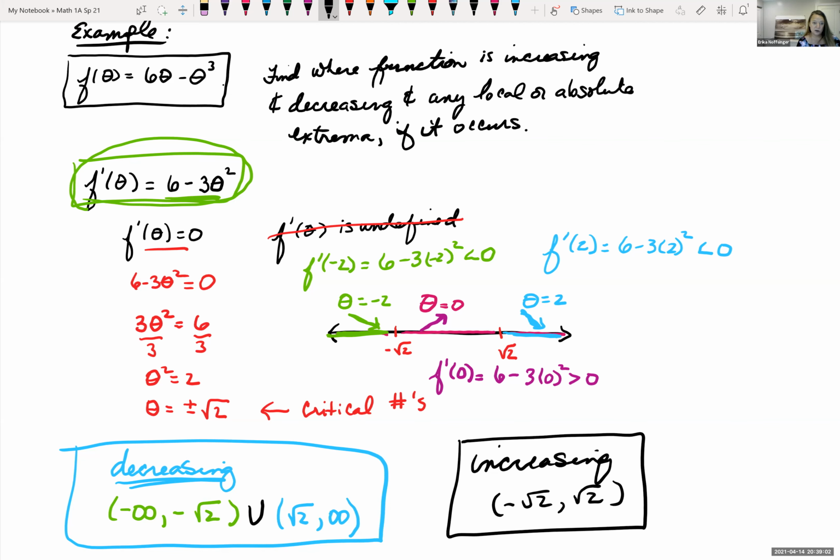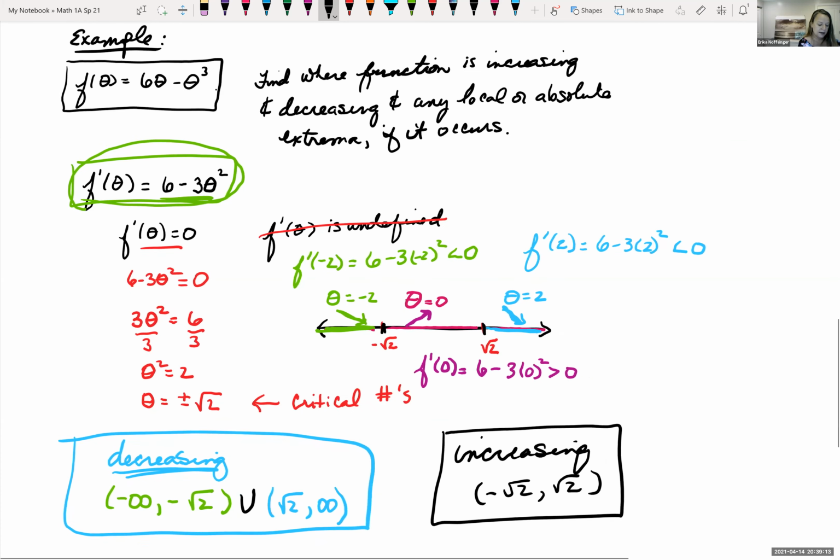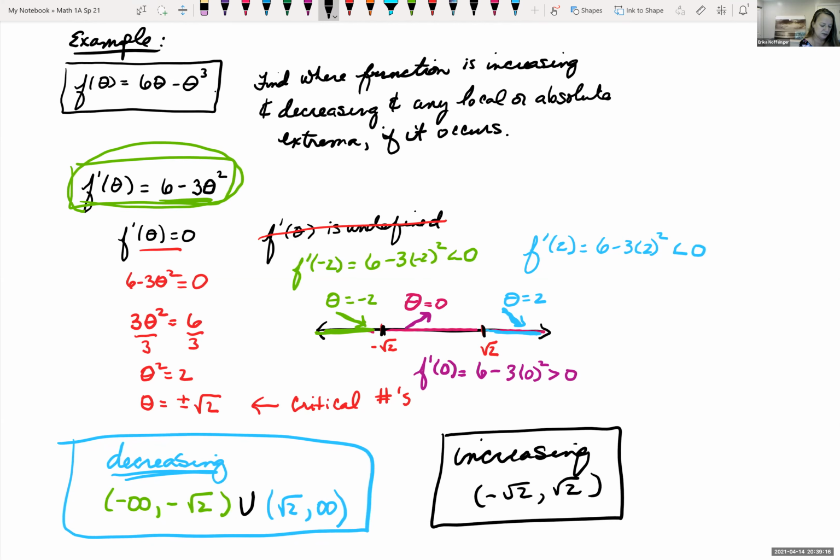And so now look and see what's happening at that critical number. If we're changing direction from increasing to decreasing or decreasing to increasing, we can see that we have max or mins. And so at -√2, since we're coming down and then changing direction and coming up, we know that we have a min when theta equals -√2.